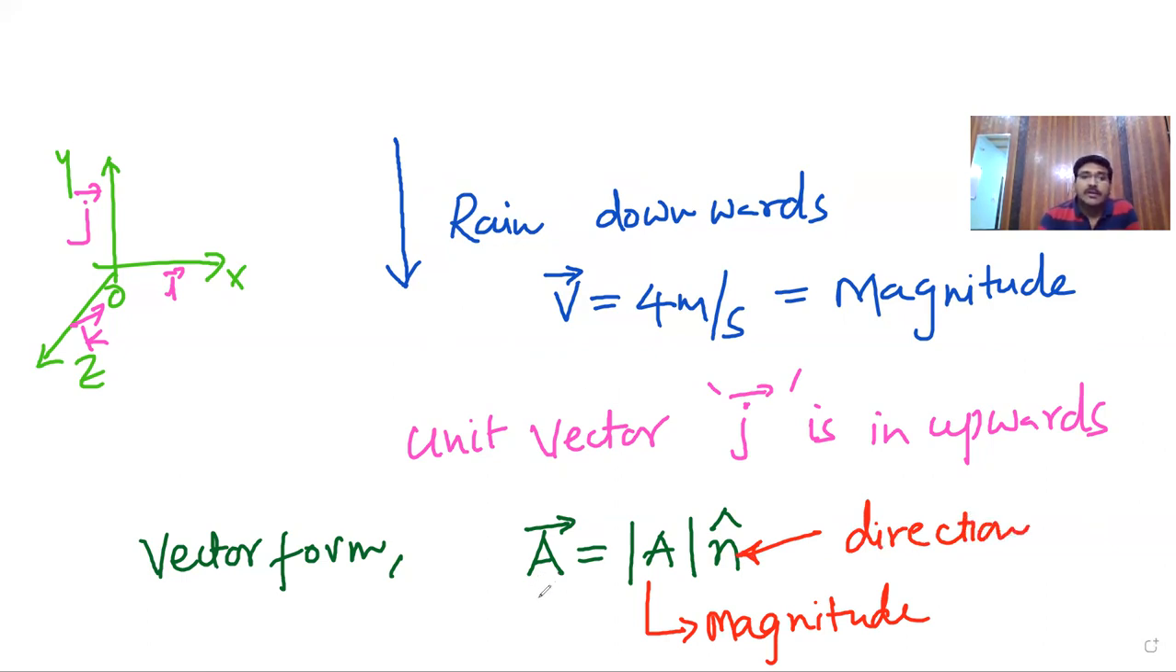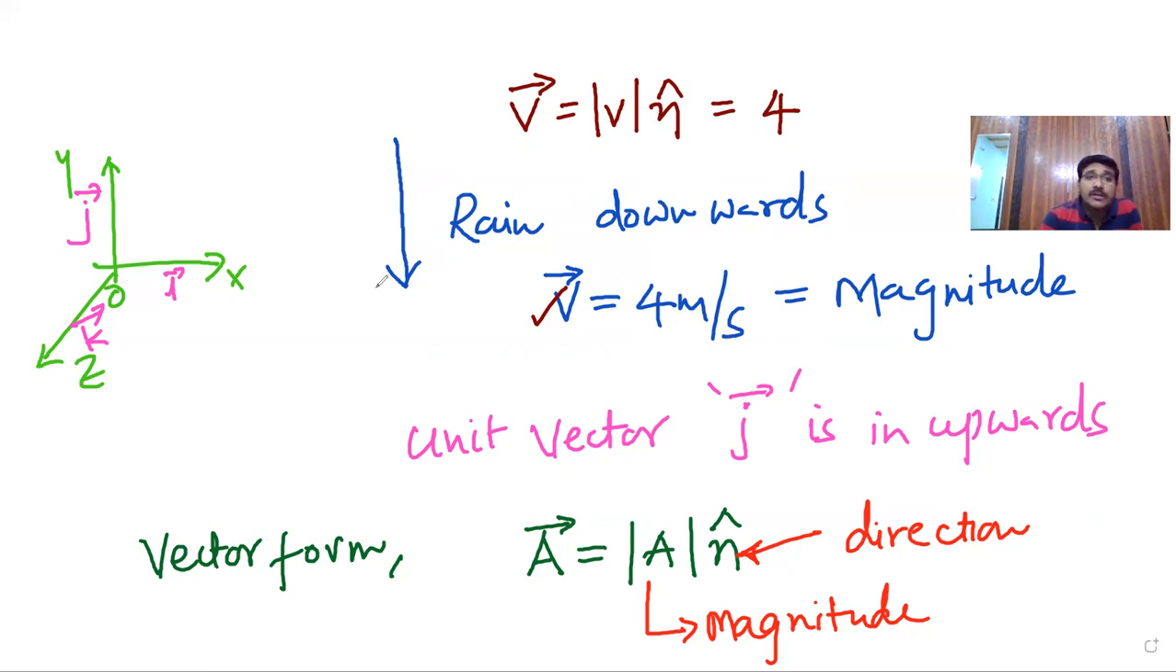Now, instead of a bar, the general formula, we need the vector v bar. So I represent v bar, the velocity of rain, as the magnitude of v, this modulus, into the unit vector along that direction. The magnitude of that velocity is how much? 4. This is 4. Unit vector along that direction.